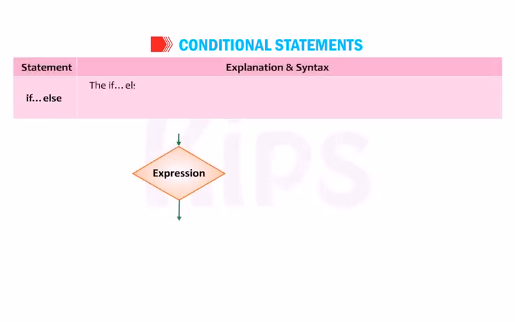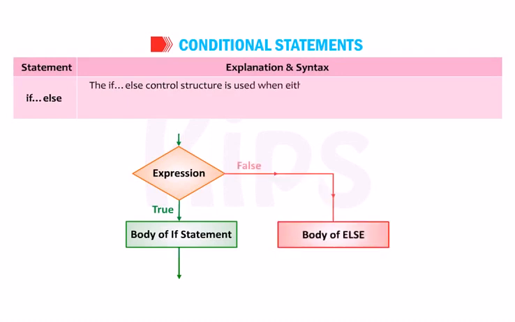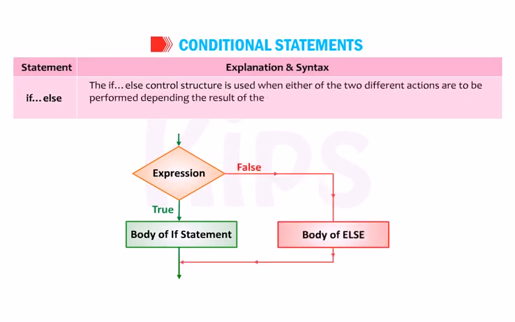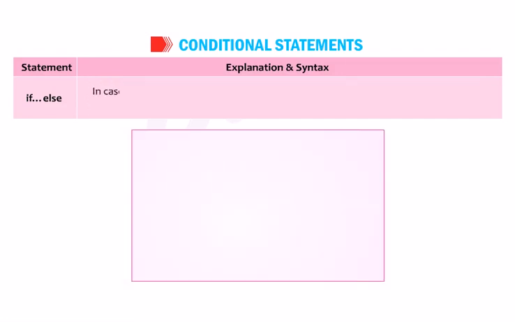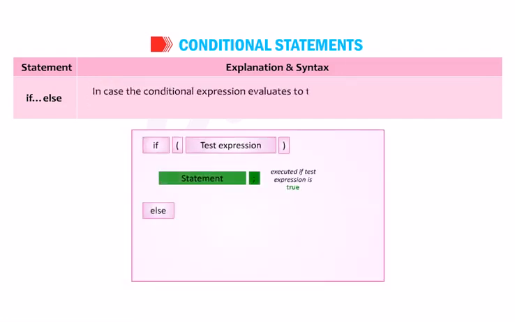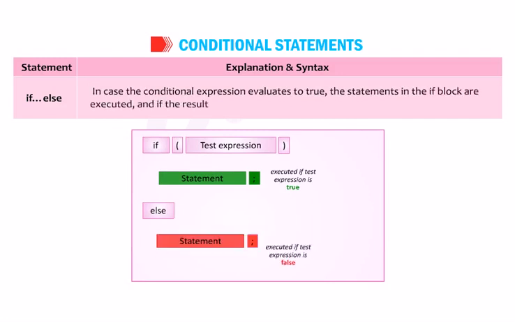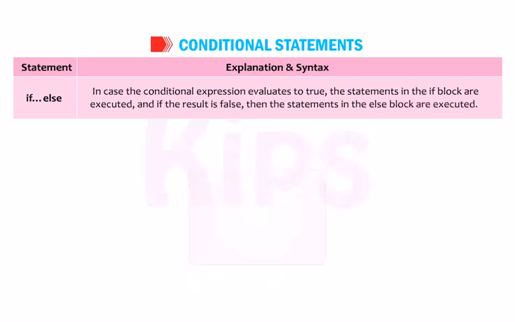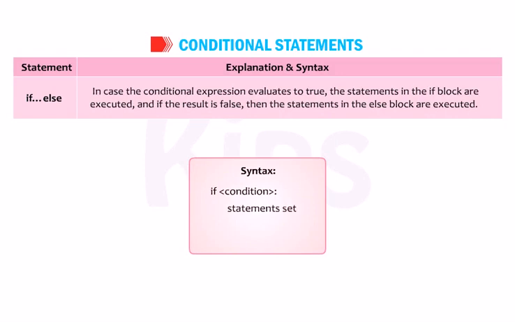If-else. The if-else control structure is used when either of the two different actions is to be performed, depending on the result of the conditional expression. It works with two blocks, if and else. In case the conditional expression evaluates to true, the statements in the if block are executed, and if the result is false, then the statements in the else block are executed. Syntax: if condition, statements set 1, else statements set 2.